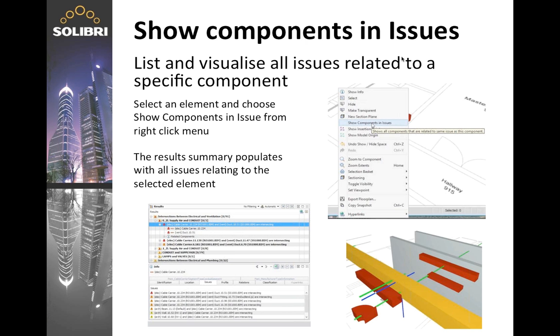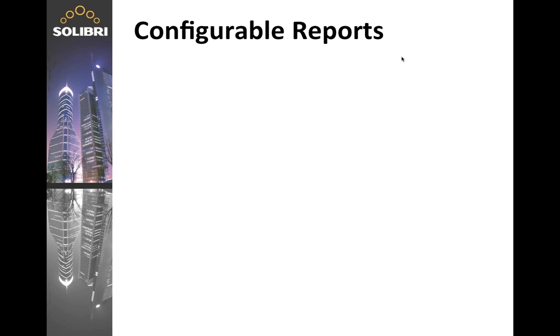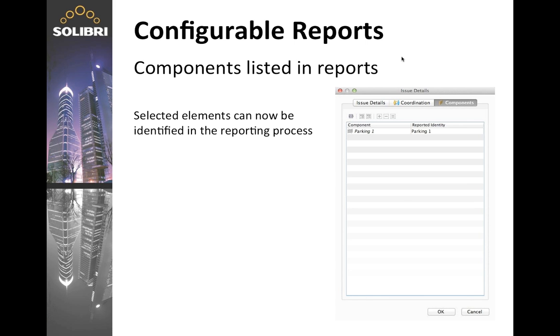And in another example of additional reporting functionality, we can now show all of these components in the slide issue in a new tab. In this tab, we can see that when we are doing our coordination reports, we now have the ability to put in multiple components. So anything that relates to that one specific issue will show up listed here.